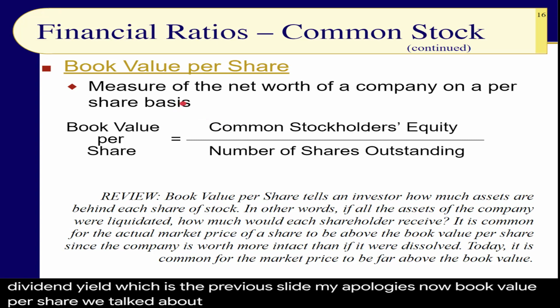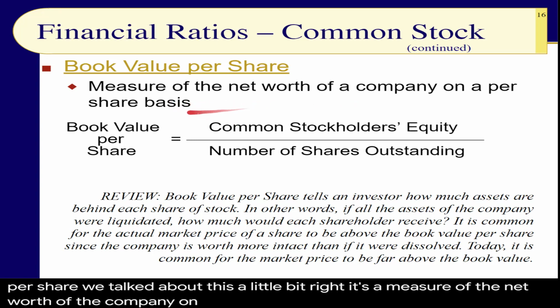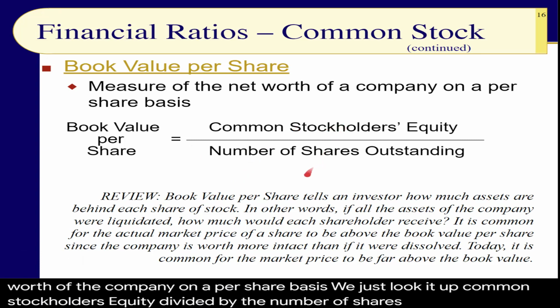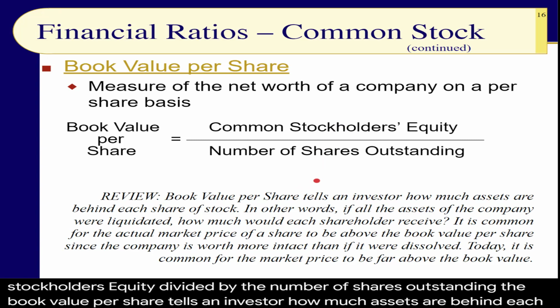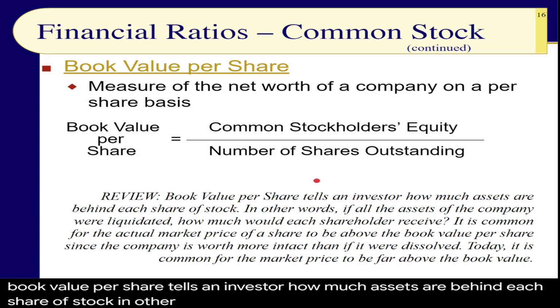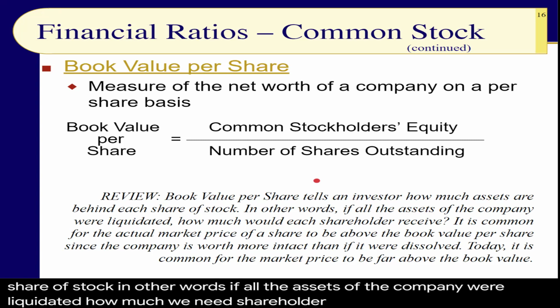Now, book value per share. We talked about this a little bit, right? It's a measure of the net worth of a company on a per share basis. We can do the calculation, but again, we just look it up. Common stockholders' equity divided by the number of shares outstanding. The book value per share tells an investor how much assets are behind each share of stock. In other words, if all the assets of the company were liquidated, how much would each shareholder receive?